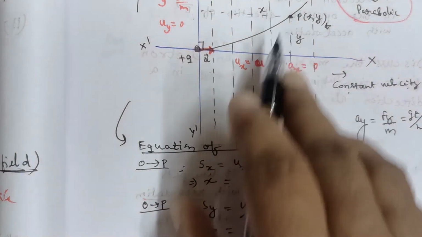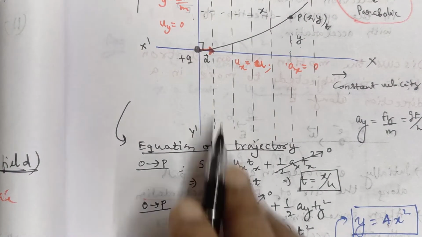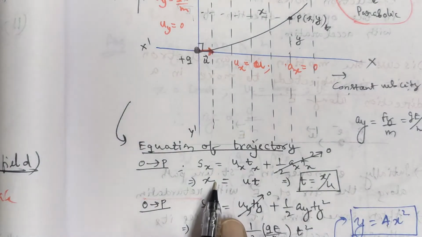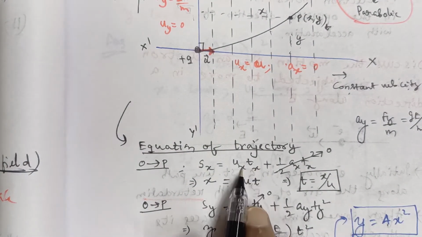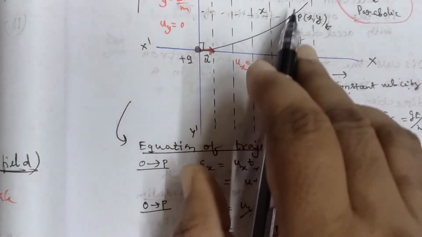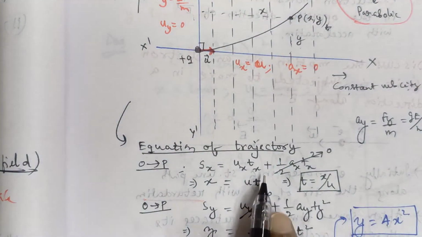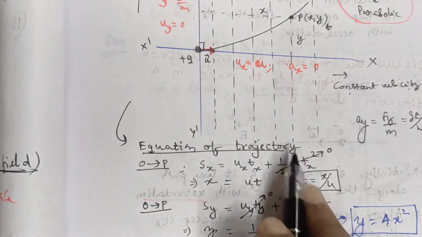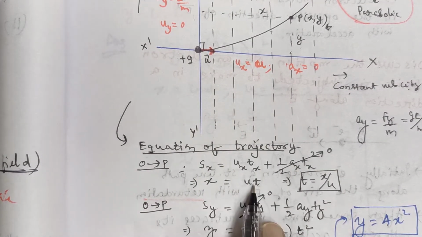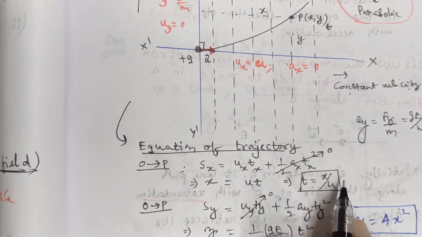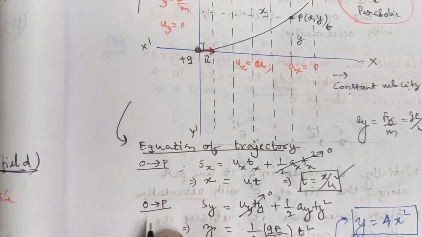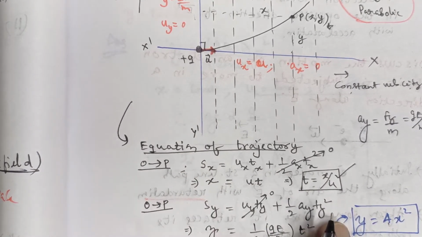You just see the diagram and put the values. Sx means O to P horizontal displacement, how much? x. Initial velocity along the x-axis is how much? u. Time taken from O to P is t. So put t here. As the acceleration along the x-axis is 0, the second term is 0, x is equal to ut. That means t is equal to x by u.